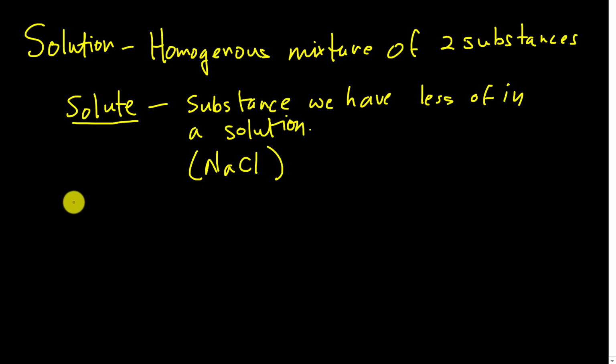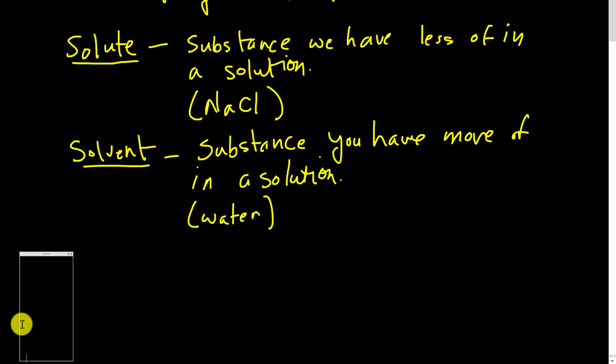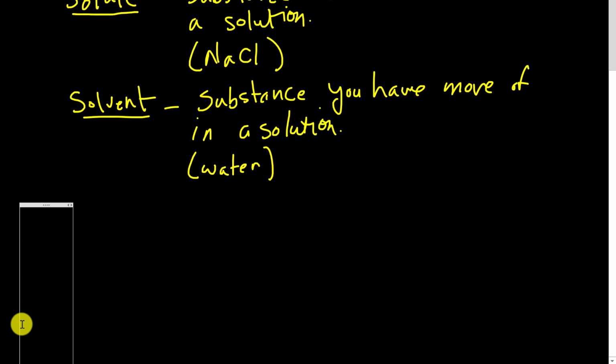Okay, and then the next definition you want to know is solvent. So the solvent is, we're just going to define it as the substance you have more of. And of course, the example here, in the case of salt water, this would be the water. And in chemistry, if you're not sure what your solvent is, you can usually assume that you're talking about water. Okay, it's not going to always be water, but it usually is water.